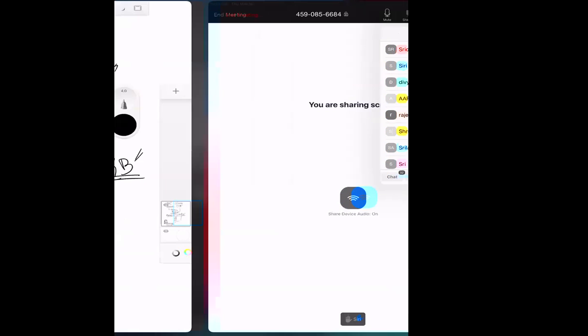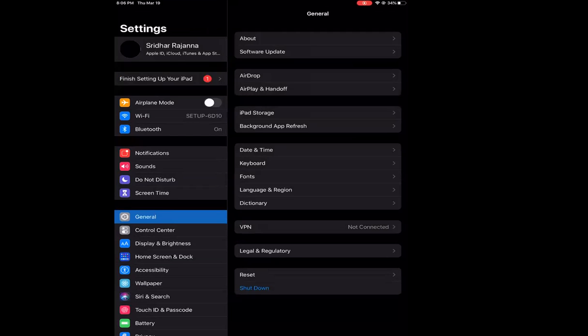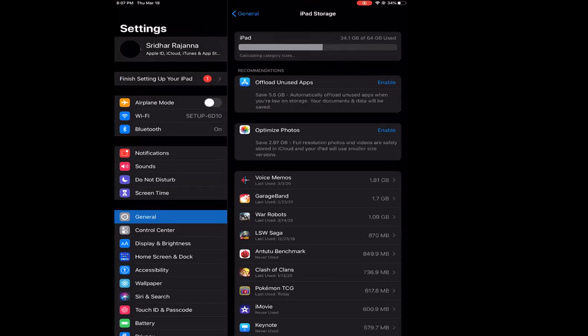Let me show you. Where should I go? Settings. Go to settings. So you're on general, I think, and then iPad storage. Okay, iPad storage. Oh, here it is. 64 GB. I thought I had more than that. What does it mean? 34.1 of 64 GB used. What does it really mean, Divya?